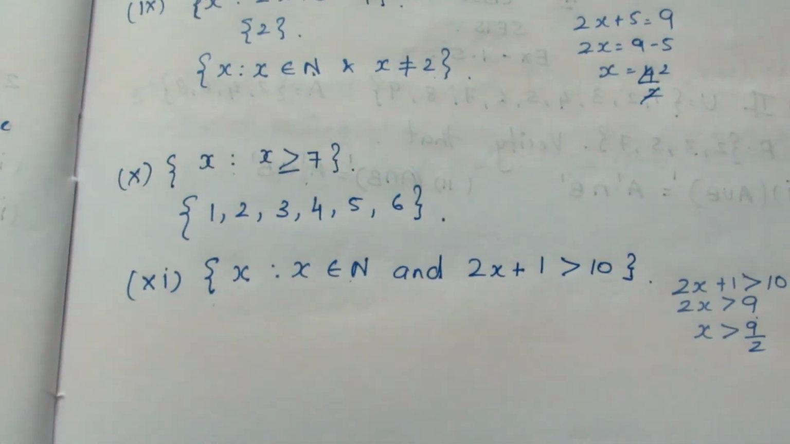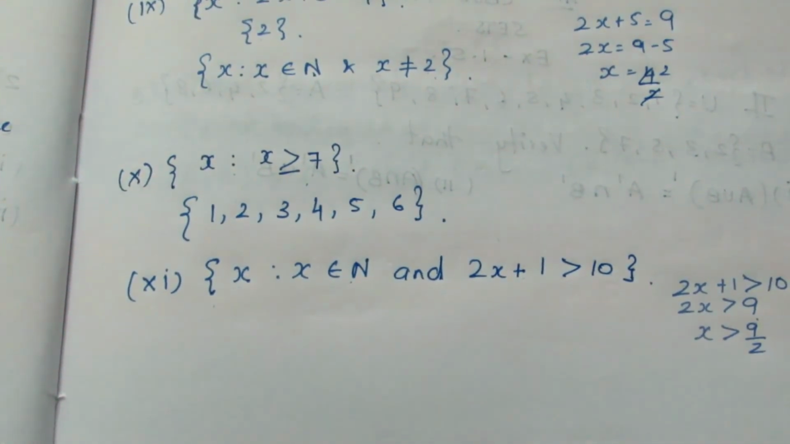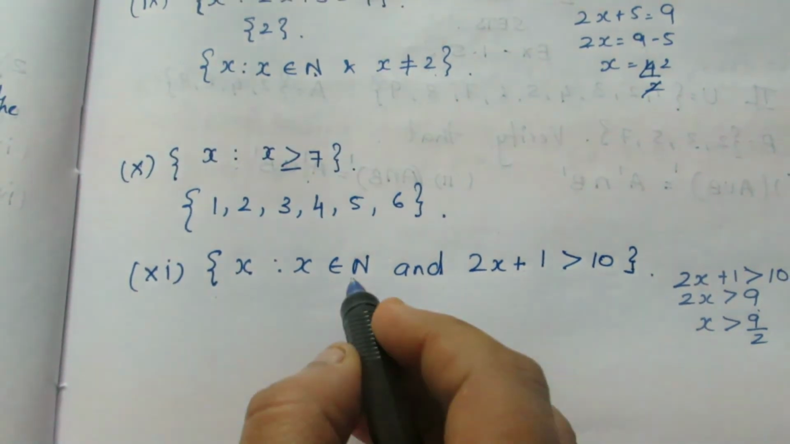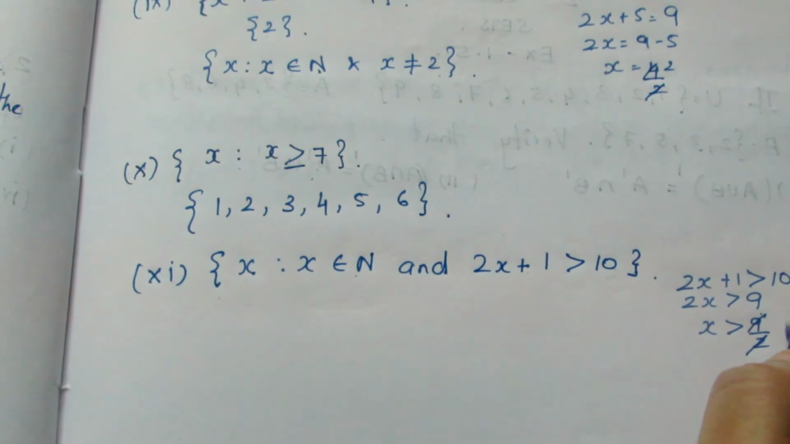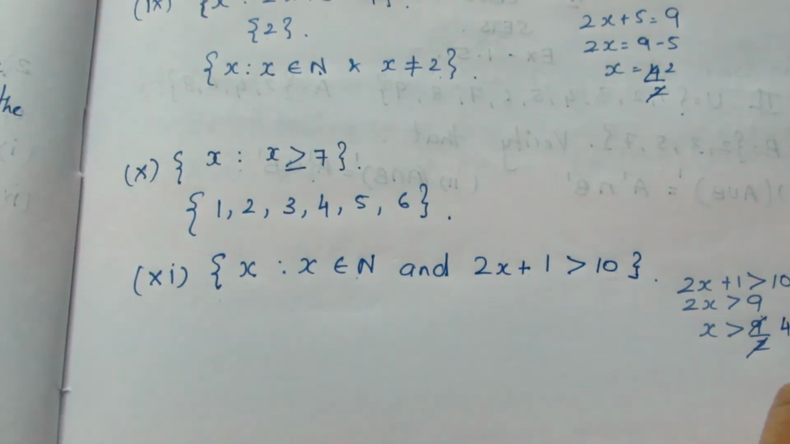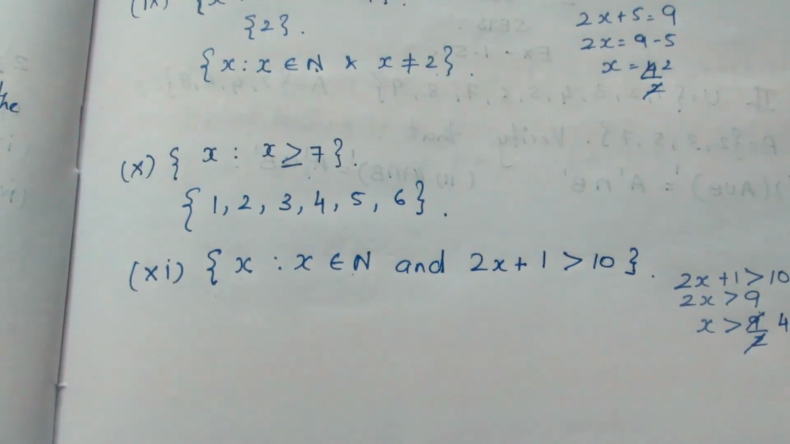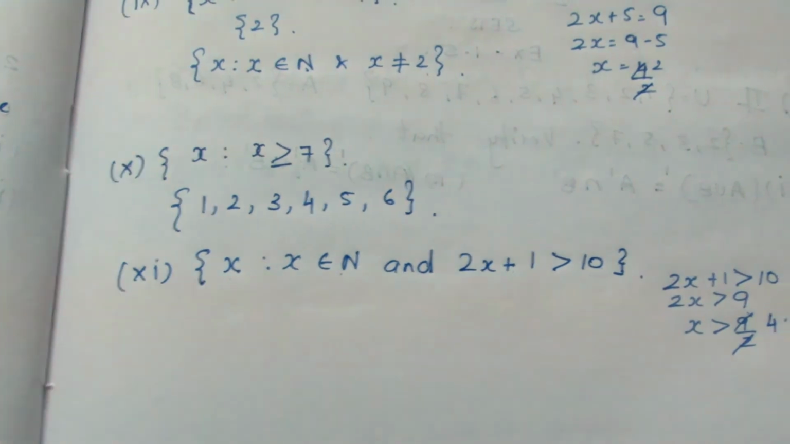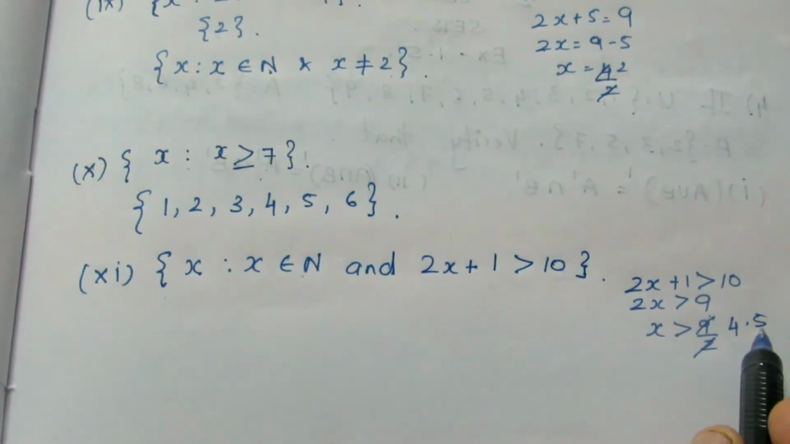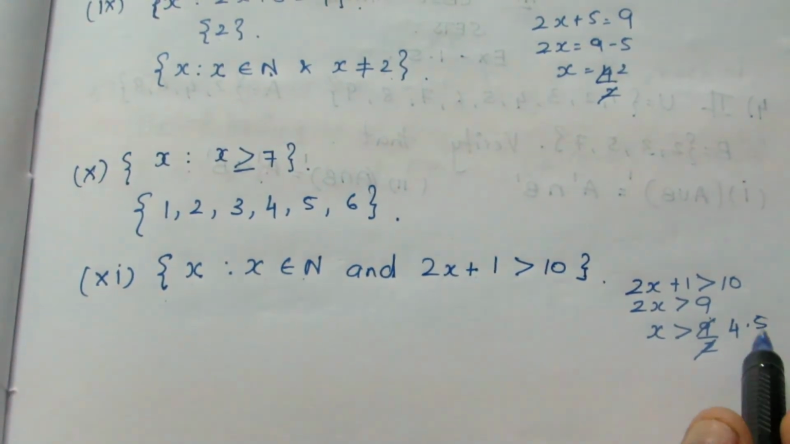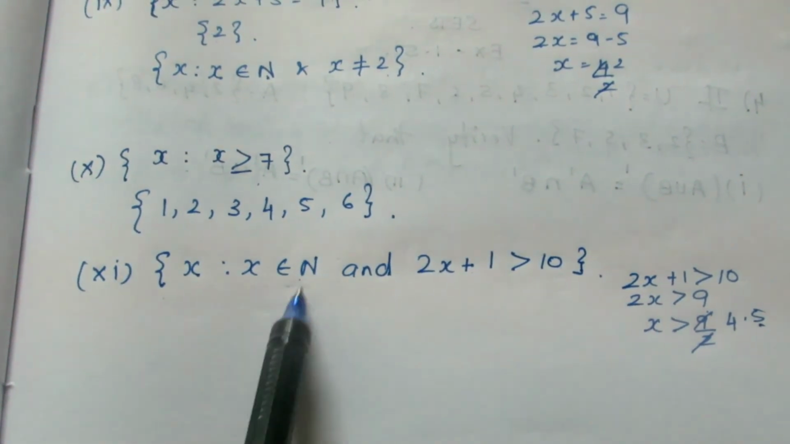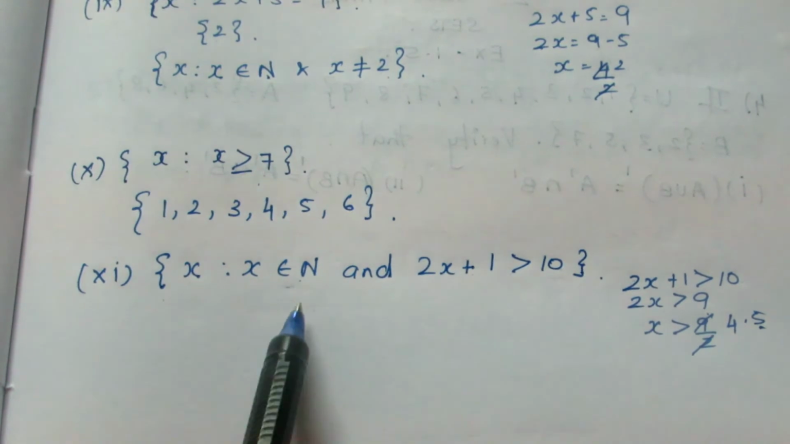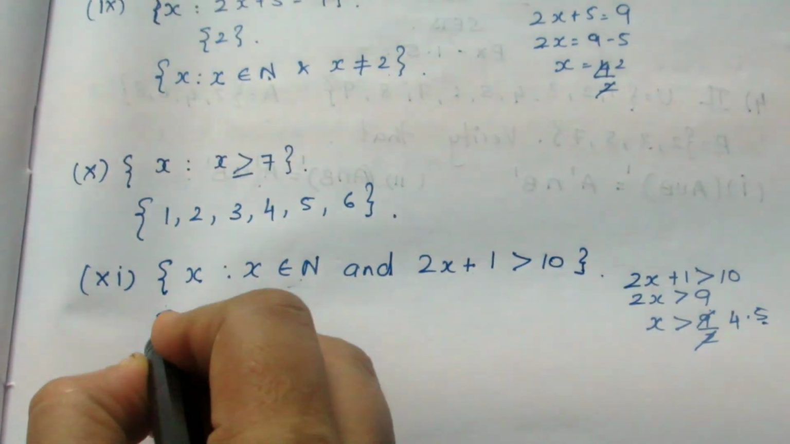So I need to write the set of numbers which are greater than 9 by 2. As it is a natural number, I can't take a fraction. If I divide, 4 twos are 8, so it is 4 point something. So the number should be greater than 4.5, that is from 5. So 5, 6, 7, 8, 9, 10 will be the elements of this set.